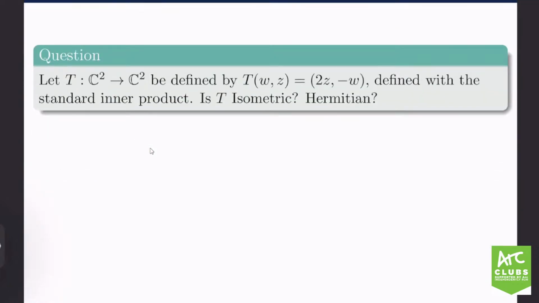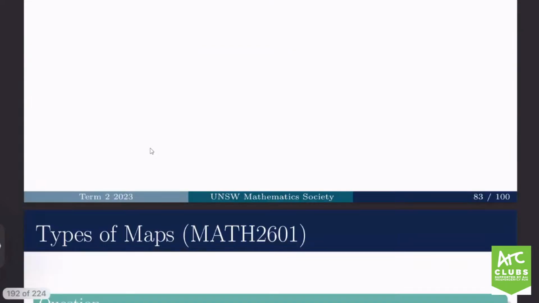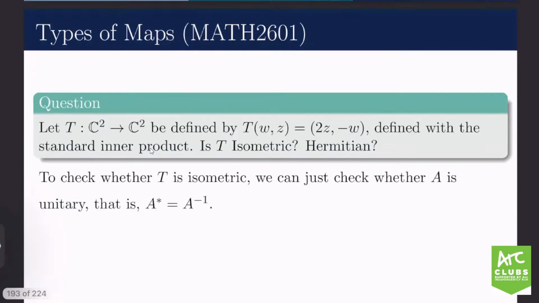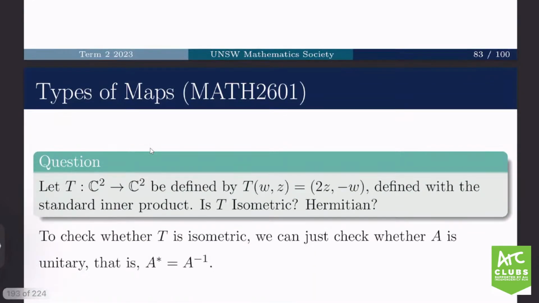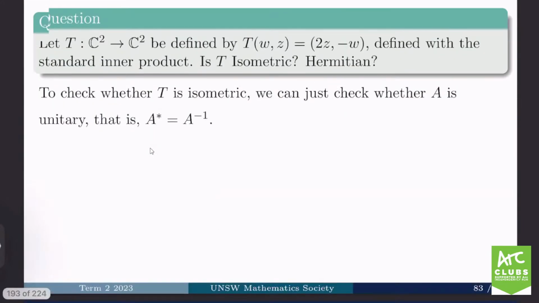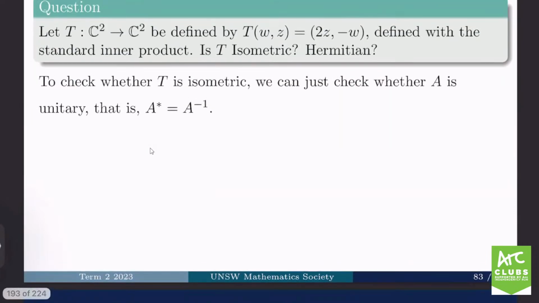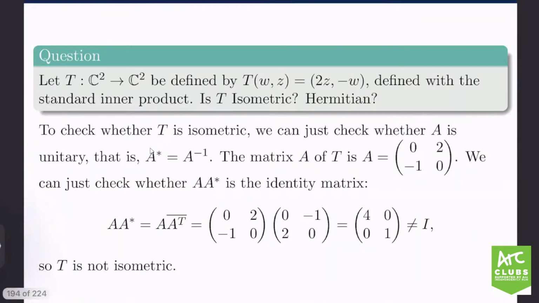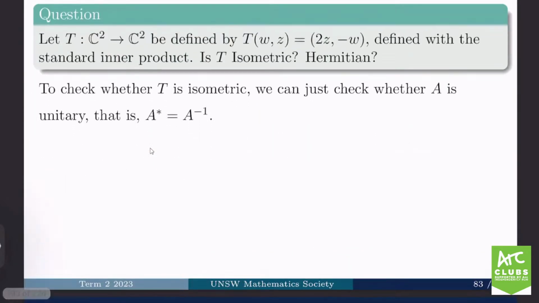So let T be a linear map between these two complex vector spaces defined by T of W, Z equals 2Z minus W, with the standard inner product. Is T isometric? Is it Hermitian? So to do that, the best way would be to find the matrix representation first. To check whether it's isometric, the first thing we can check is whether it's unitary, that is, A star equals A inverse. So first we need to find the matrix representation of T.